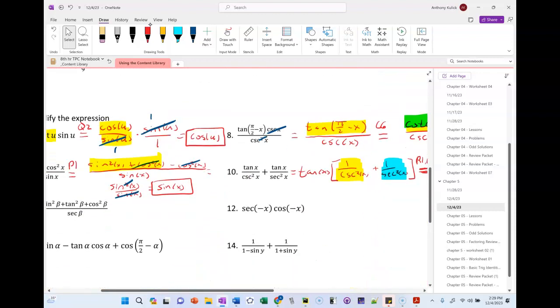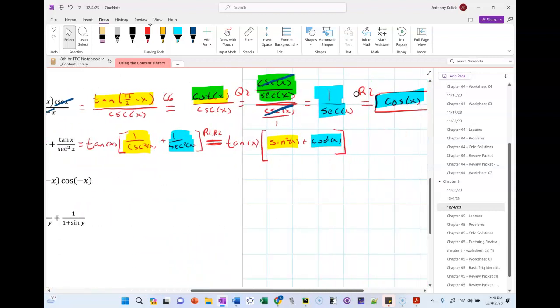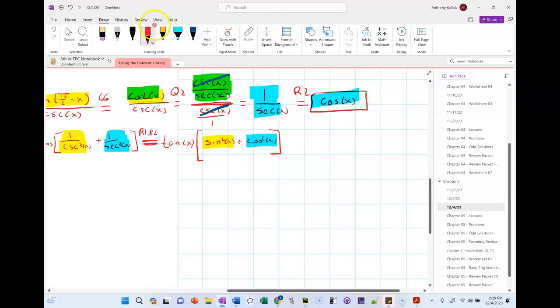Jacob and Hannah. Oh, Hannah, it's on you. Jacob's in the bathroom. Q1. You could use Q1 to change tangent. I would not, though, because there's a better identity to use here. You could. It's not helping us get any closer to the finish.